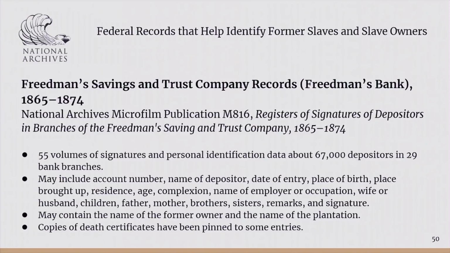There are 55 volumes of signatures and personal identification of about 67,000 depositors in 29 bank branches, which includes, among other things, besides the name of the depositor, the name that they opened the account, the date of birth, the place brought up, the residence, age, name of employer or occupation, wife or husband, children, father, mother, brothers, sisters, remarks, and signature. It may also contain the name of the former owner and the name of the plantation, and for those who died, there may be a copy of the death certificate.